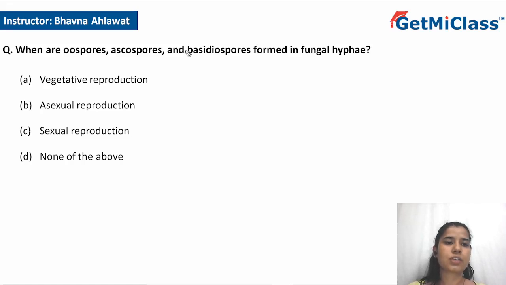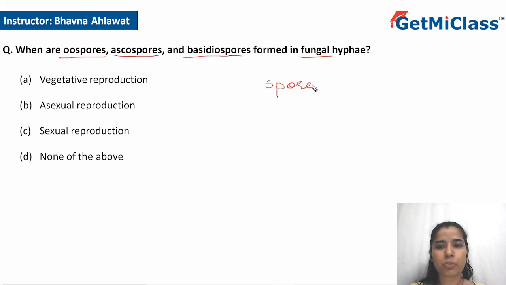So the question here says, when are oospores, ascospores and basidiospores formed in fungal hyphae? So in the kingdom Fungi, we have hyphae-like structures. These are thread-like network structures and they give rise to spores.